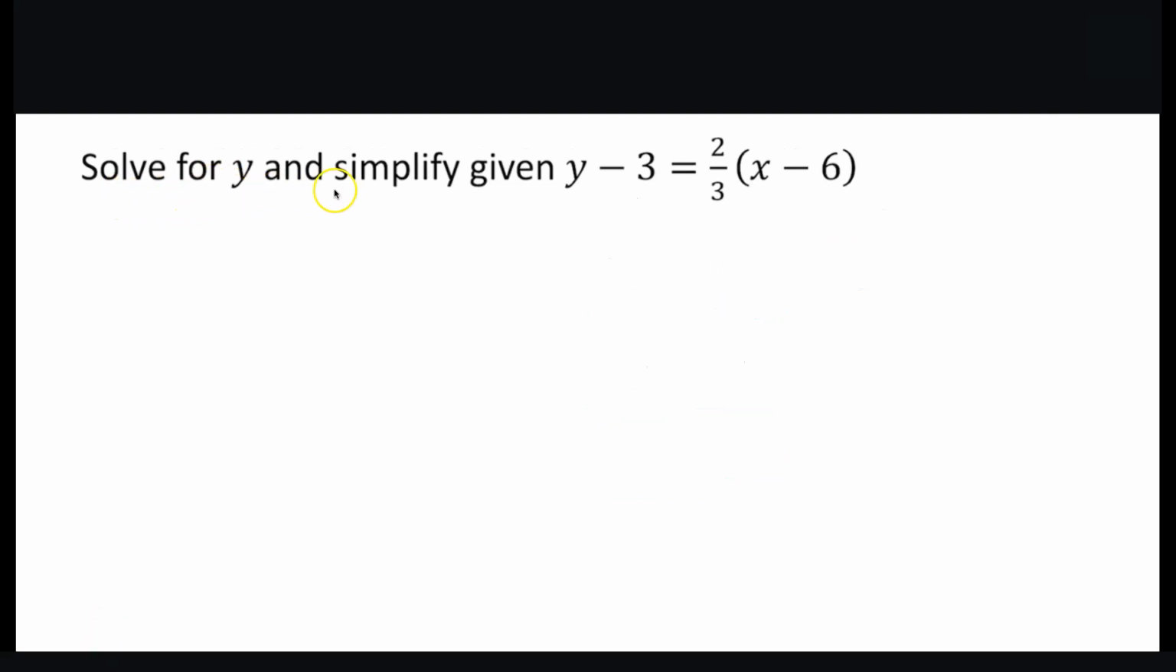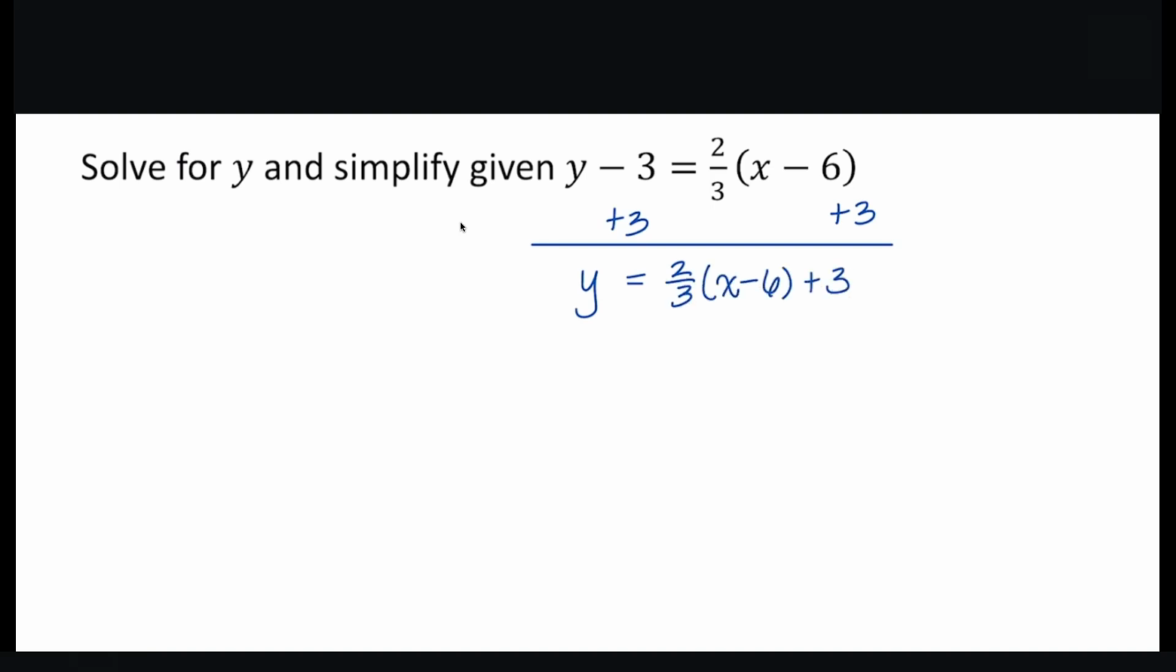Now I want to solve for y and simplify given y minus 3 equals 2/3 times the quantity x minus 6. First, to solve for y, I can go ahead and add 3 to both sides, and that would leave me with y is equal to 2/3 times the quantity x minus 6 plus 3. But now we have to distribute the 2/3 times the quantity x minus 6.